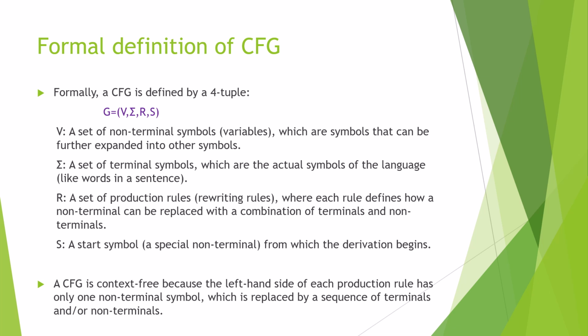And then we have sigma that denotes a set of terminal symbols. These are mostly small letters or symbols of the language. It can be representing a word in a sentence or a character in a sentence. And then we have R to denote a set of production rules. Each rule defines how a non-terminal can be replaced or rewritten with a combination of terminals and non-terminals.